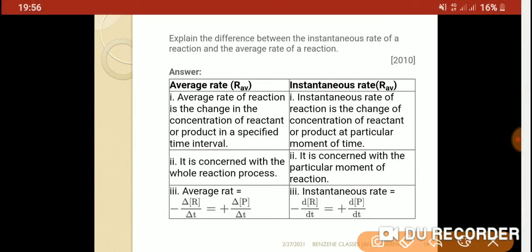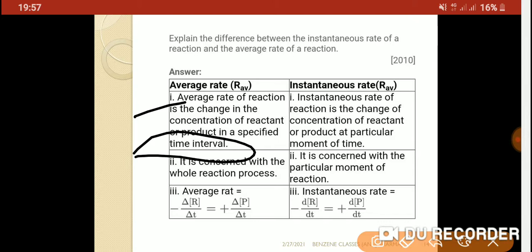Explain the difference between the instantaneous rate of a reaction and the average rate of a reaction. So you have to make a table and show the difference between average rate and instantaneous rate. Average rate you can determine over any interval of the reaction, but instantaneous rate means that you ask about the rate of reaction at an instant of time. So the first point: the average rate of a reaction is the change in the concentration of the reactant or product over a specified time interval. You can take a time interval over the full reaction process, right?